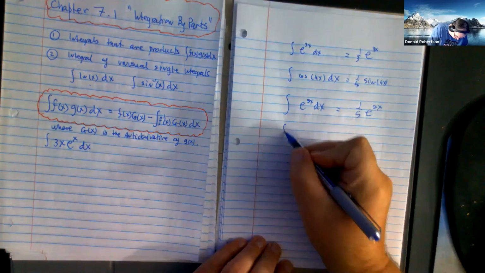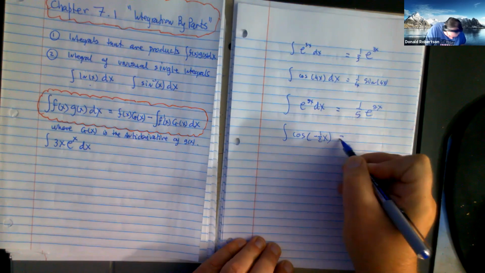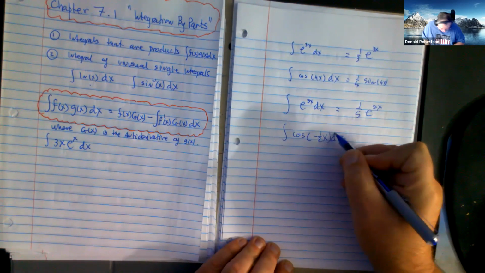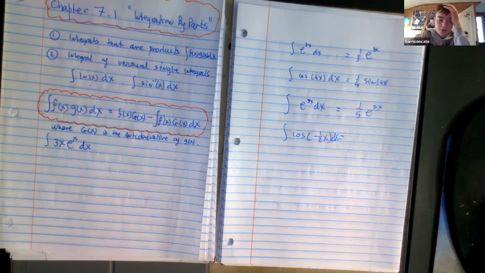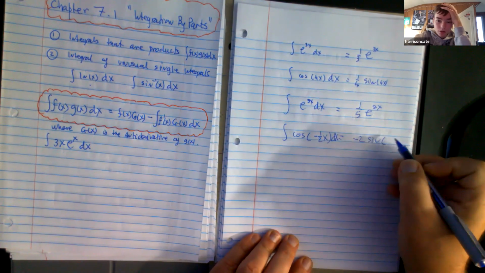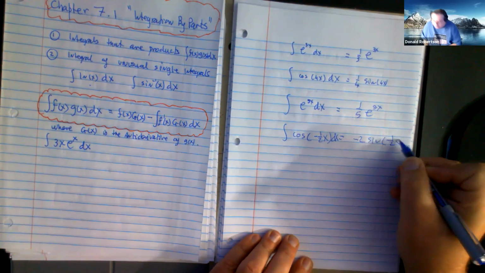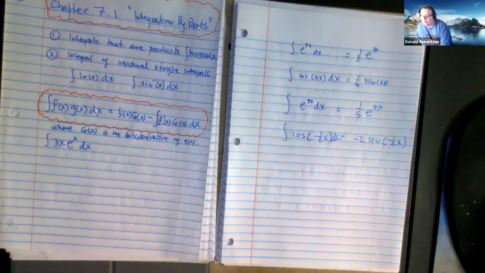What would the cosine, and be careful here, because I'm deliberately picking an ugly one. What would the integral of the cosine of negative a half x get you? -2 sine of -1/2 x. You all happy about the negative a half giving you -2? 5 gets you a fifth, 3 gets you a third, a half gets you 2. So negative half gets you -2.